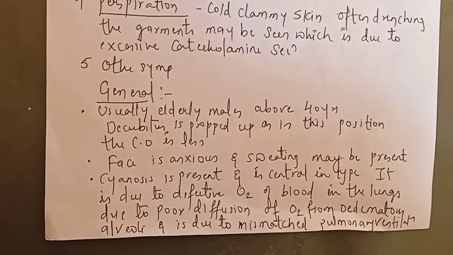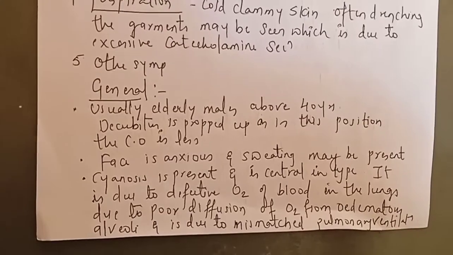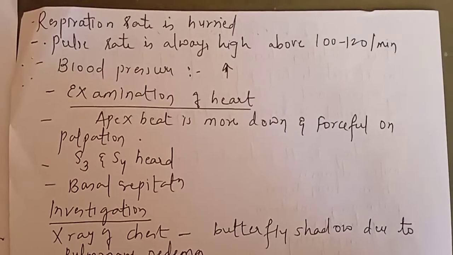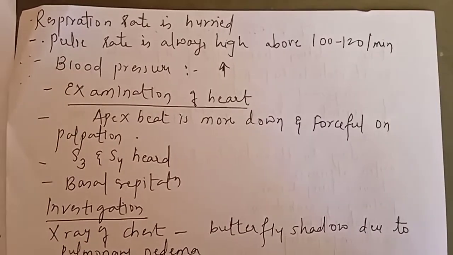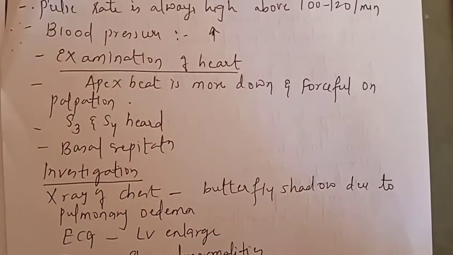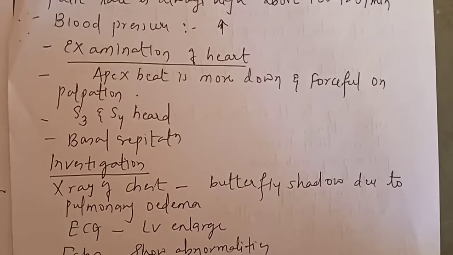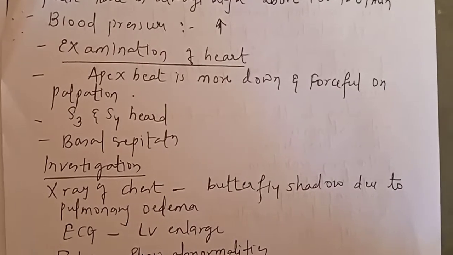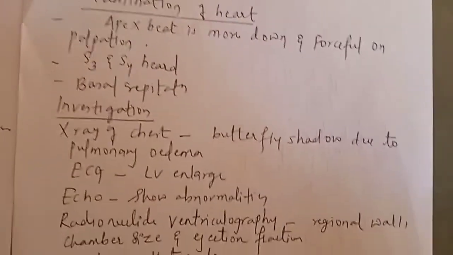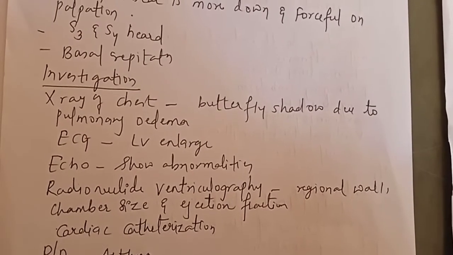Cyanosis is because of excessive accumulation of carbon dioxide in the lungs, and is due to mismatched pulmonary ventilation. Respiration is hurried, pulse rate is always high, above 100 to 120 beats per minute. Blood pressure is increased. Examination of heart shows apex beat is more down and forceful on palpation. S3 and S4 heard. Normally S3 and S4 is not heard, but in this condition S3 and S4 is heard. Basal crepitation. Investigation: X-ray of the chest. We will see butterfly shadow due to pulmonary edema.